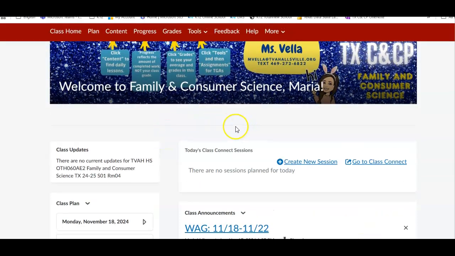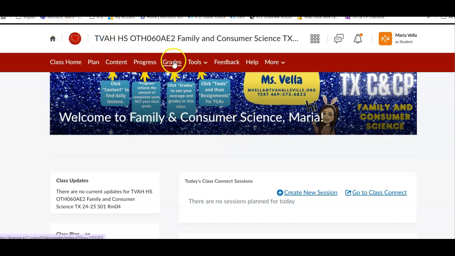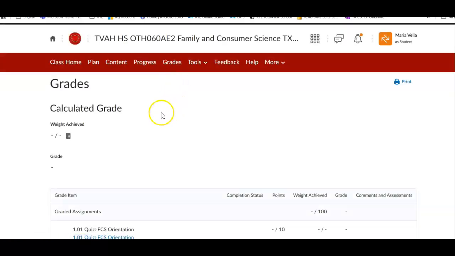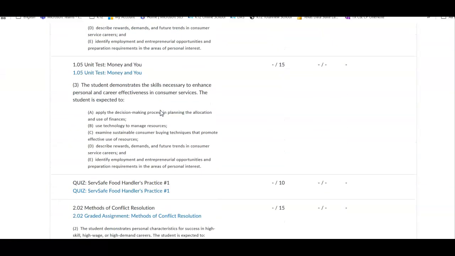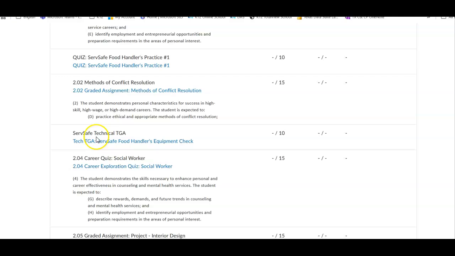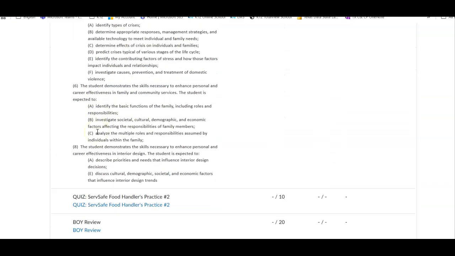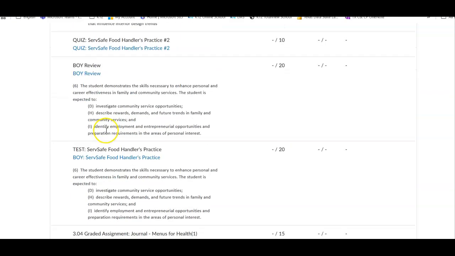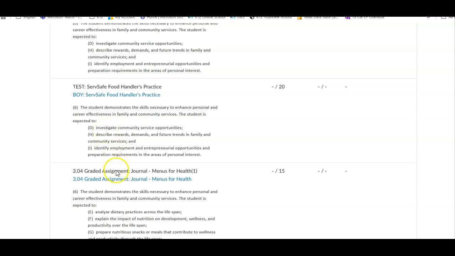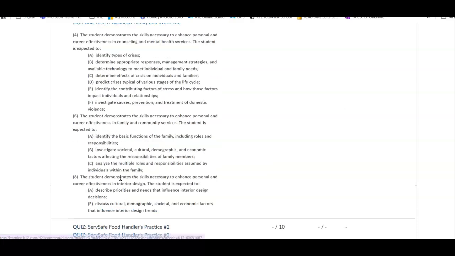If you're like, I don't know what she's talking about, you can simply just go to your grades tab right here, and it will bring up all the assignments that you have. And if you scroll down to your 3.04 menus for health, it will bring that up and you just click on it and get to it.